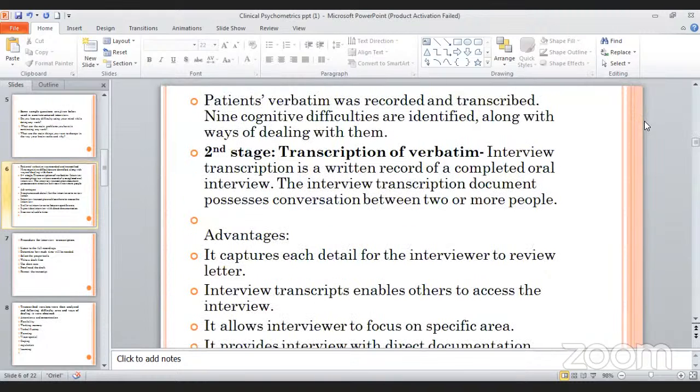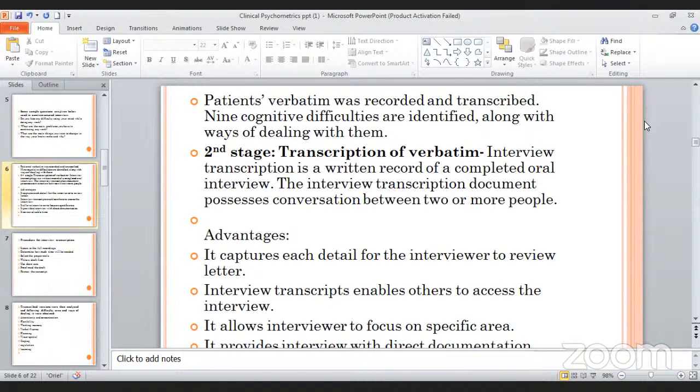Okay. After the semi-structured interview had been done, the patient's verbatim was recorded and transcribed. From the verbatim, we have to transcribe the record so that we can get the variables, or the points or components that should be added or should not be added. Nine cognitive difficulties were identified along with ways of dealing with them. So after the semi-structured interview, Dr. Santosh found nine cognitive difficulties along with ways of dealing with them.